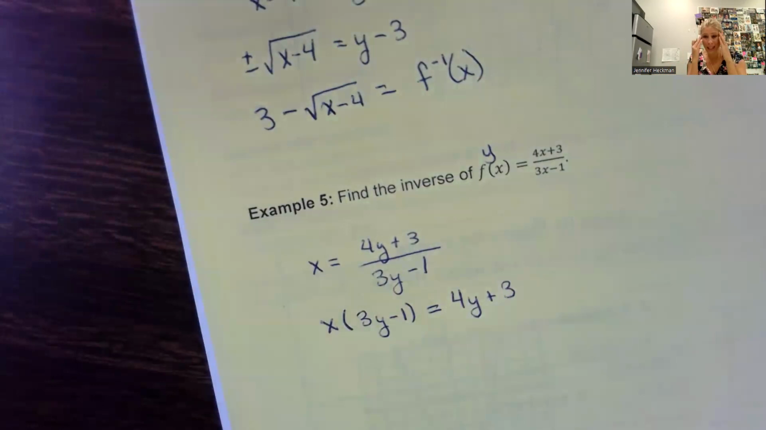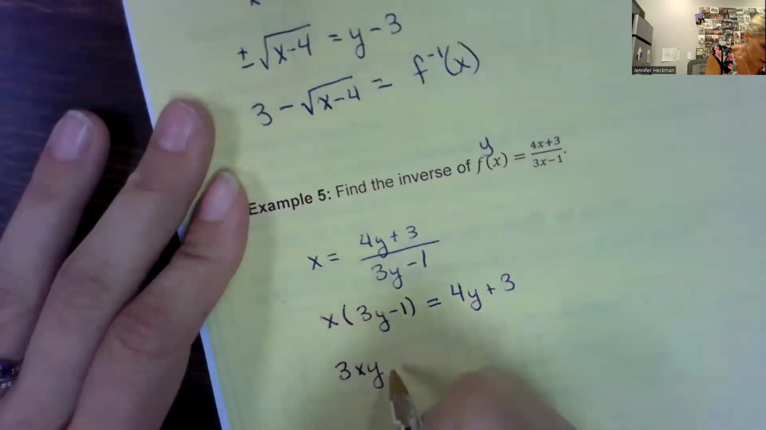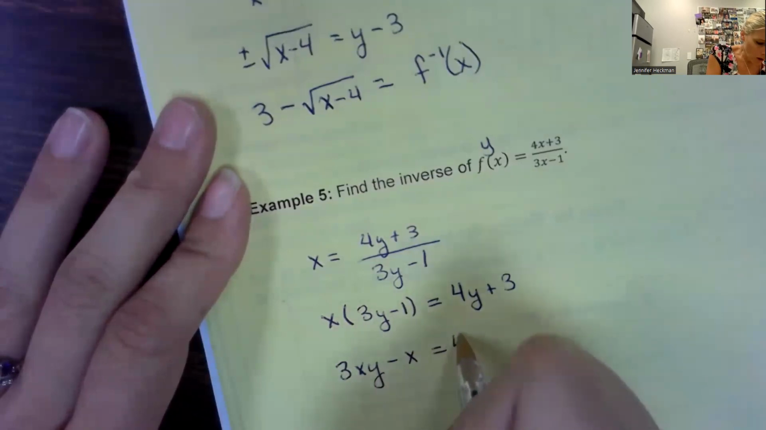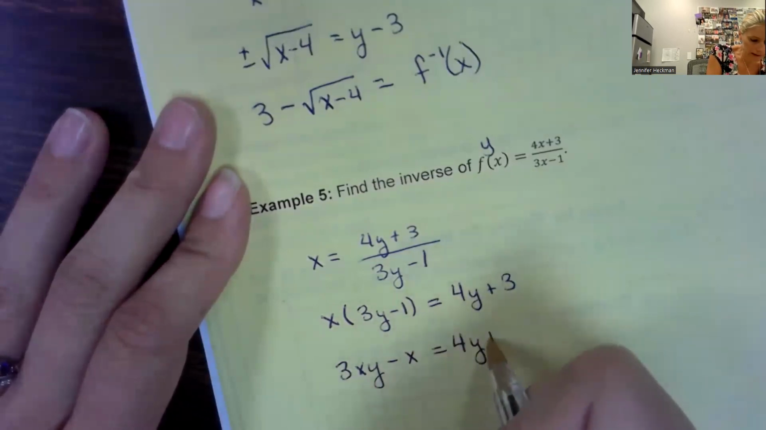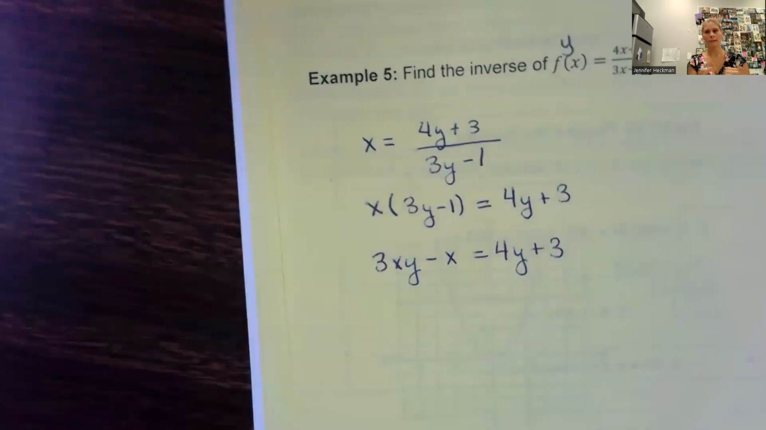So again, the only thing I see right now is I see parentheses, and usually we don't have parentheses around. So what can I do next? I can distribute. So I'm going to distribute this x. So I get 3xy minus x equals 4y plus 3. Okay. Still have 2 y's.